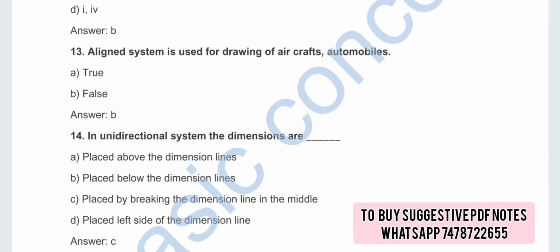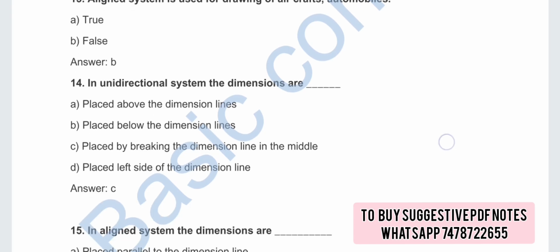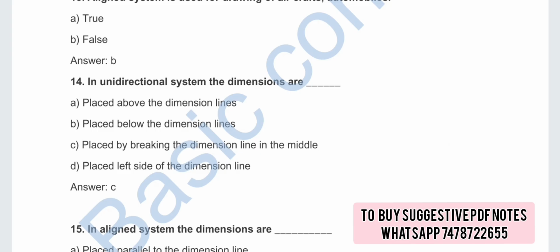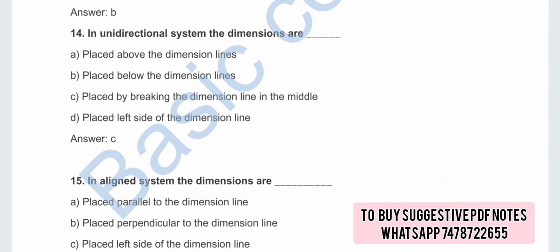Question number 13. Align system is used for drawing of aircraft, automobiles. True or false? That is false. Question 14. In unidirectional system, the dimensions are placed above the dimension line, placed below the dimension line, placed by breaking the dimension line in the middle, placed left side of the dimension line. The answer is C, that is placed by breaking the dimension line in the middle.